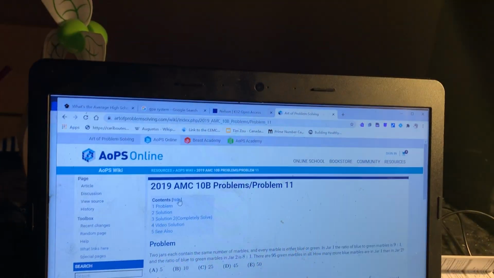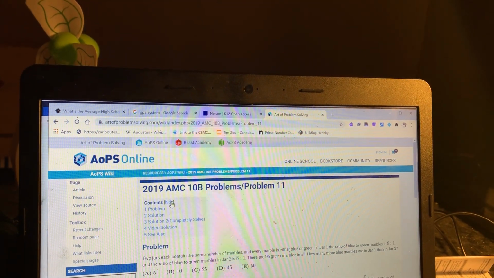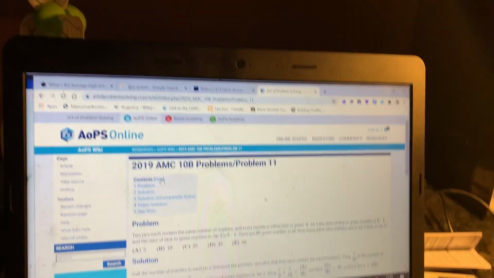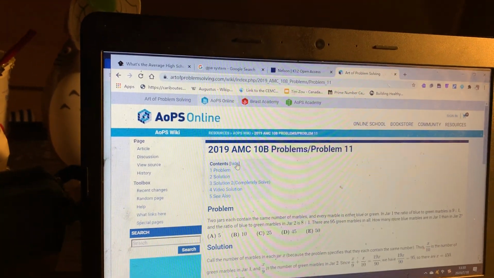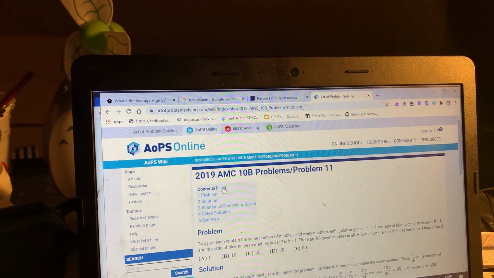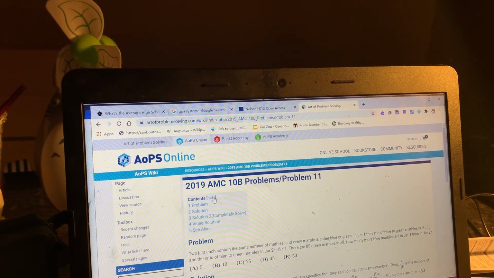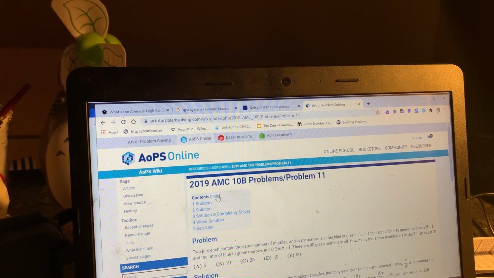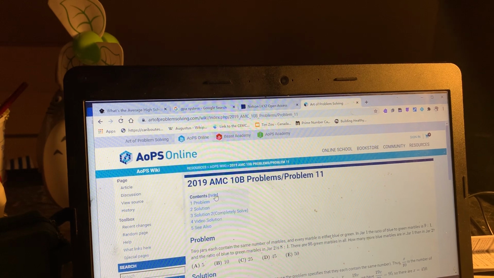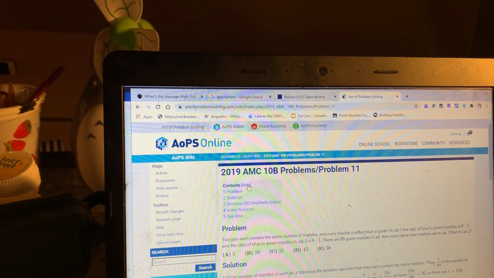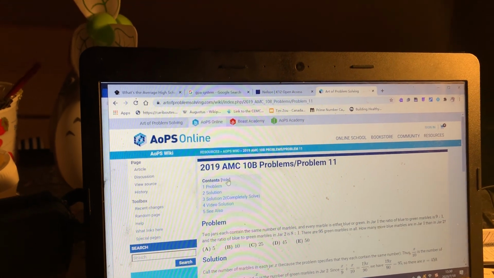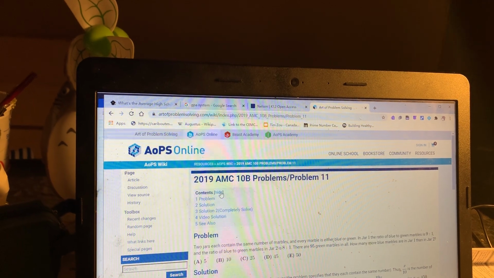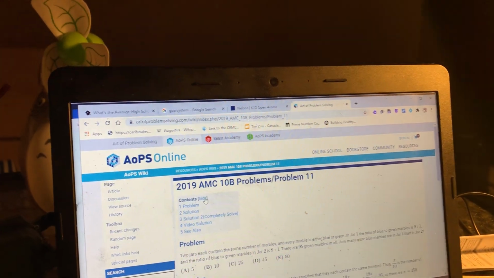Okay, this problem. 2 jars each contain the same number of marbles and every marble is either blue or green. In jar 1, the ratio of blue to green marbles is 9:1 and in jar 2 the ratio of blue to green marbles is 8:1. If there are 95 green marbles in all, how many more blue marbles are in jar 1 than jar 2? Okay. 2 jars each contain the same number of marbles.